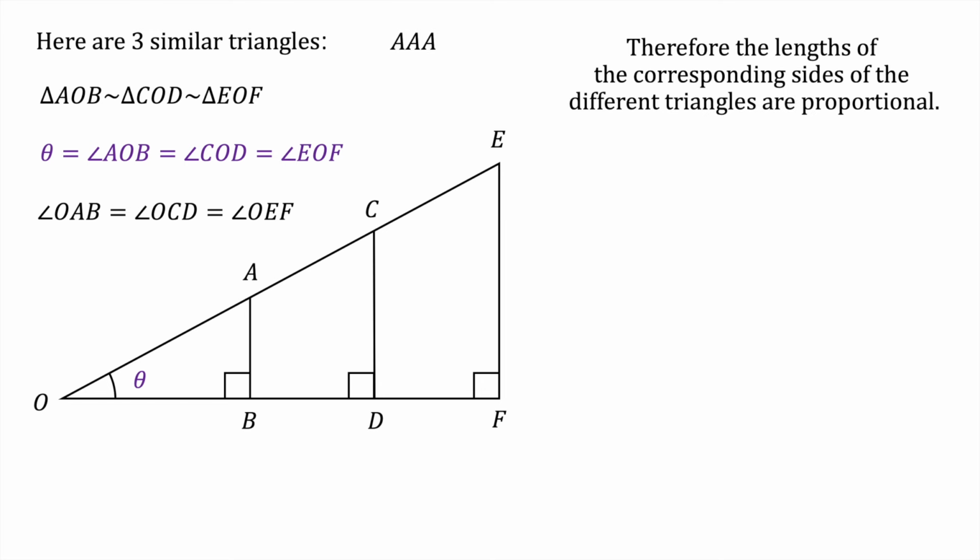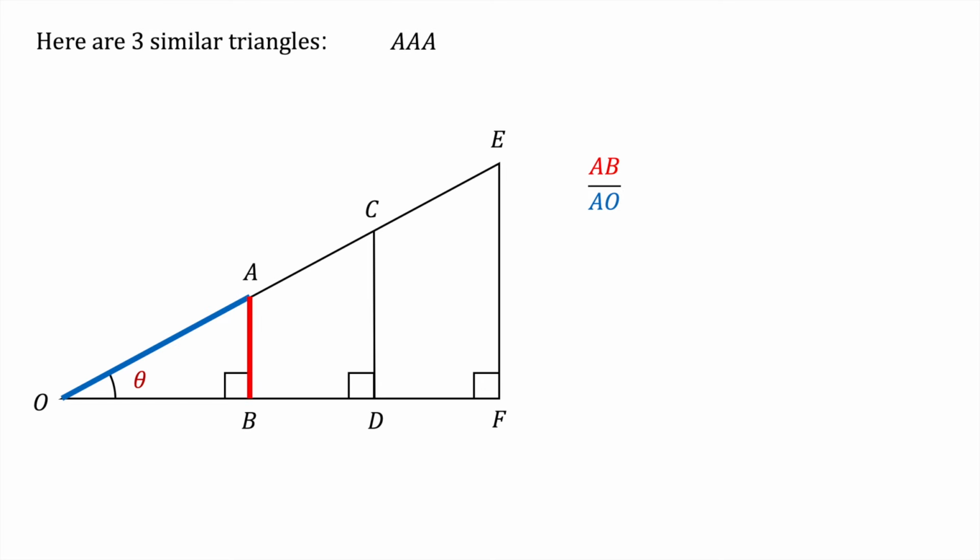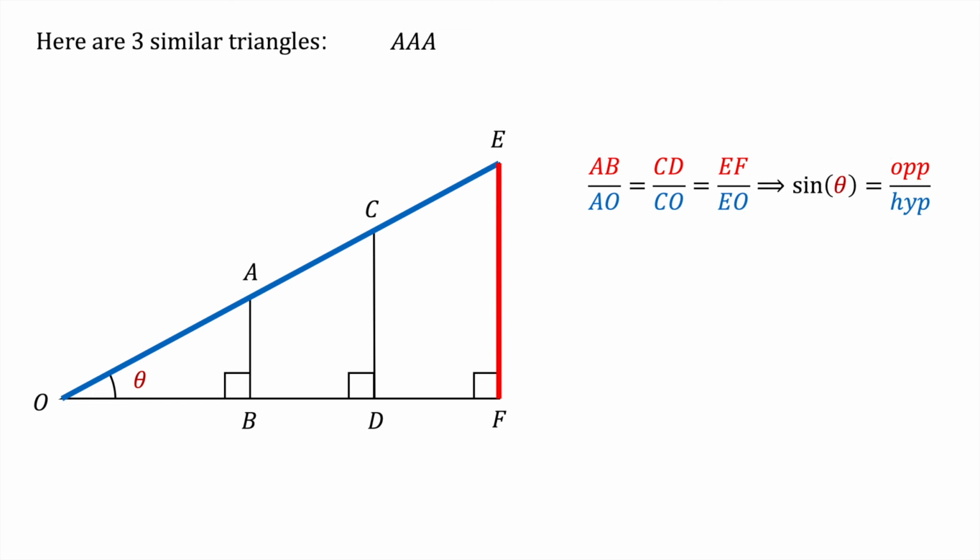Having established that these three right-angled triangles are similar, we know that their side lengths are also proportional. This means that the ratio AB divided by AO equals CD divided by CO equals EF divided by EO. We can make an infinite number of similar triangles with the same interior angles as these three, and the ratios of the opposite divided by hypotenuse of these similar triangles will all be equal to each other. That fact is essentially what sine theta equals opposite divided by hypotenuse is saying.